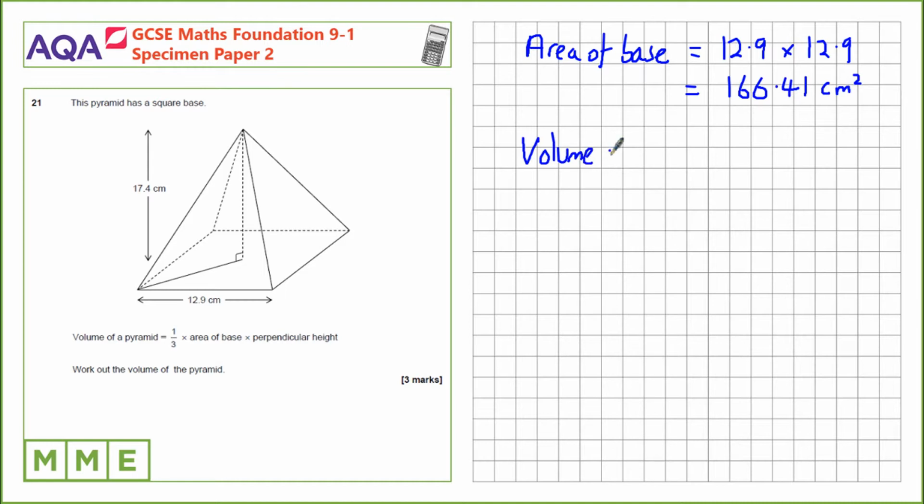Our next thing is to calculate the volume. So we know the volume is 1/3 times the area of the base, we calculated that before, multiplied by the perpendicular height, which we were given here. If we multiply all those together, we get 965.2 centimeters cubed to 1 decimal place.